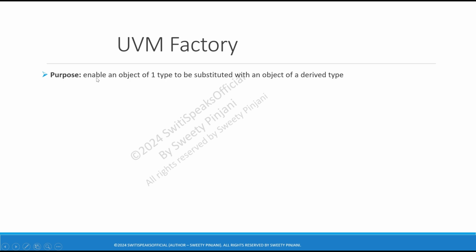It will help you to substitute an object of one type with an object of derived types, which you will need a lot in the UVM. Main purpose. Next, you need to understand, to do this, you need to do this without changing the test bench structure or the test bench code. Those should remain same. Still, you should be able to substitute your objects. This is the main purpose of the UVM factory.